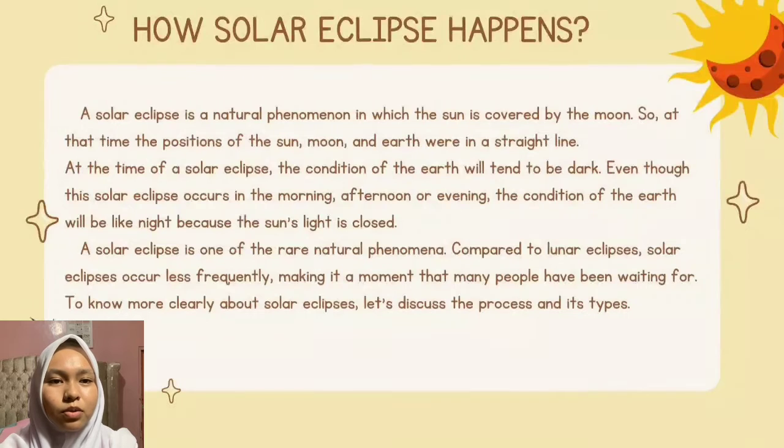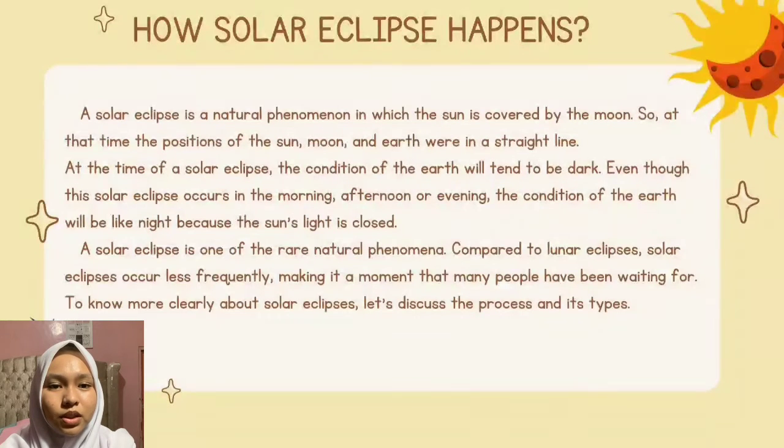I will explain about the definition of a solar eclipse. A solar eclipse is a natural phenomenon in which the sun is covered by the moon. So, at the time, the position of the sun, moon, and earth are in a straight line. At the time of a solar eclipse, the condition of the earth will tend to be dark. Even though the solar eclipse occurs in the morning, afternoon, or evening, the condition of the earth will be like night because the sun's light is blocked.